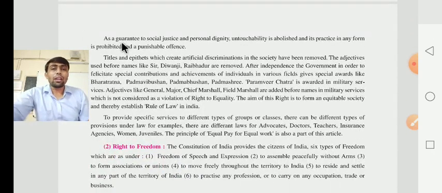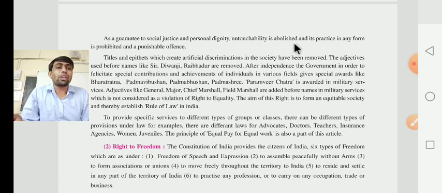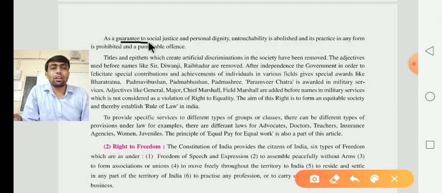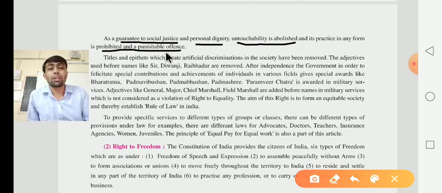Now, as a guarantee of social justice and personal dignity, untouchability is abolished, and its practice in any form is prohibited and a punishable offence. What they have given, dear children, is that as a guarantee of social justice as well as personal dignity, untouchability is abolished. Abolish means nabud karna, and its practice in any form is prohibited and a punishable offence. If any person does any kind of partiality or discrimination, it is a punishable offence, and these things are all prohibited in our constitution.